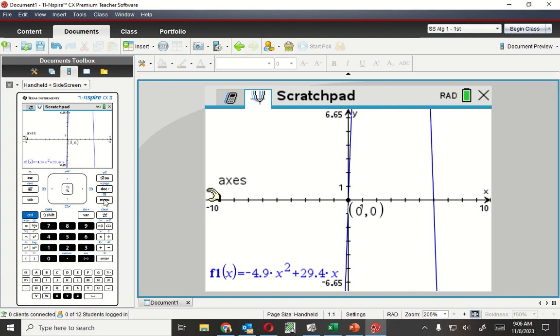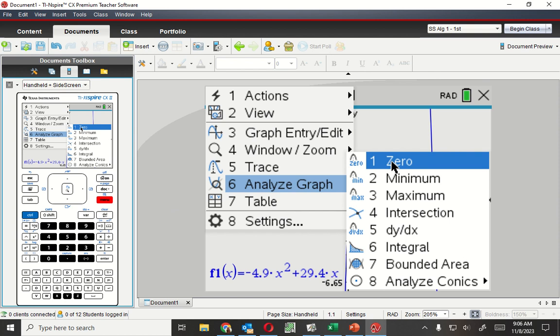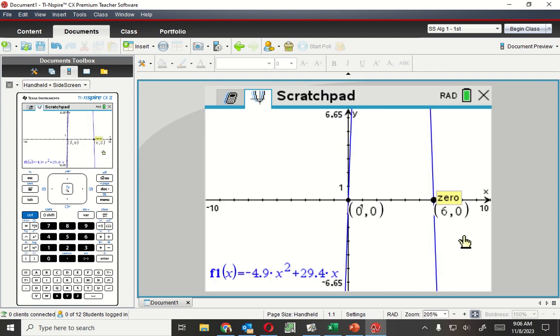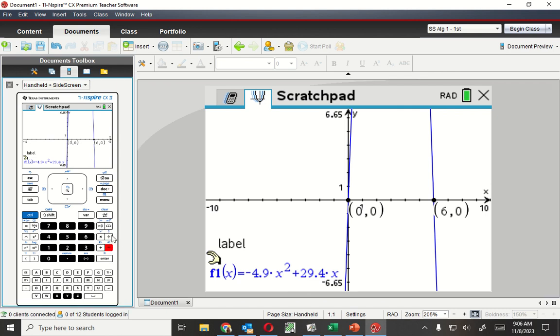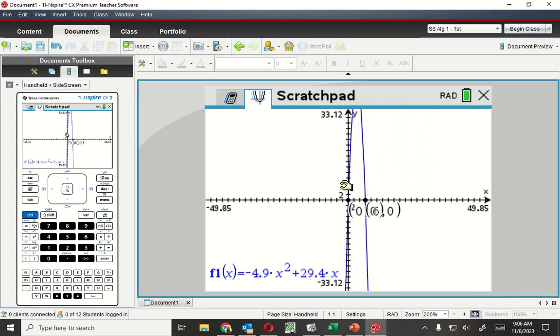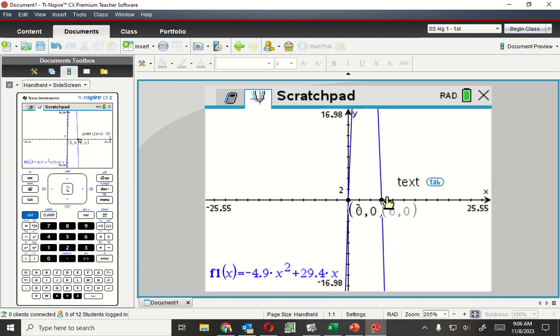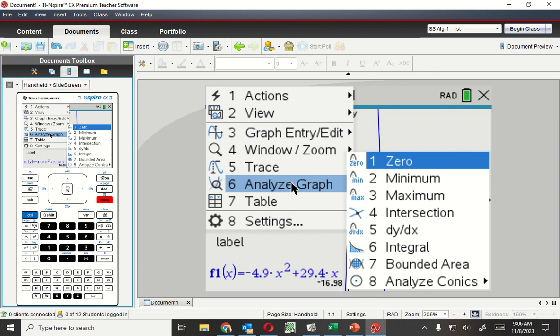Now let's do my other one. So menu, analyze graph, 0. Go over here to the left. There we go. There's my other 0, where t equals 6. I used analyze graph, then zero. Menu, analyze graph, 0. There we go.